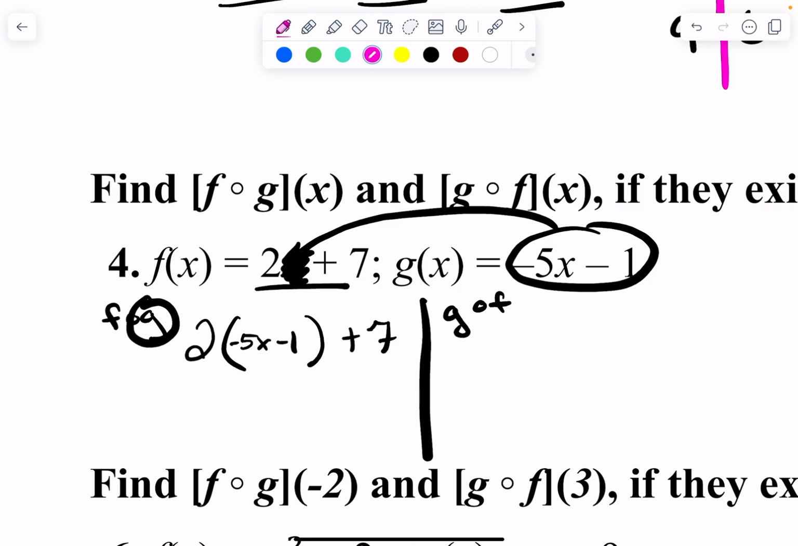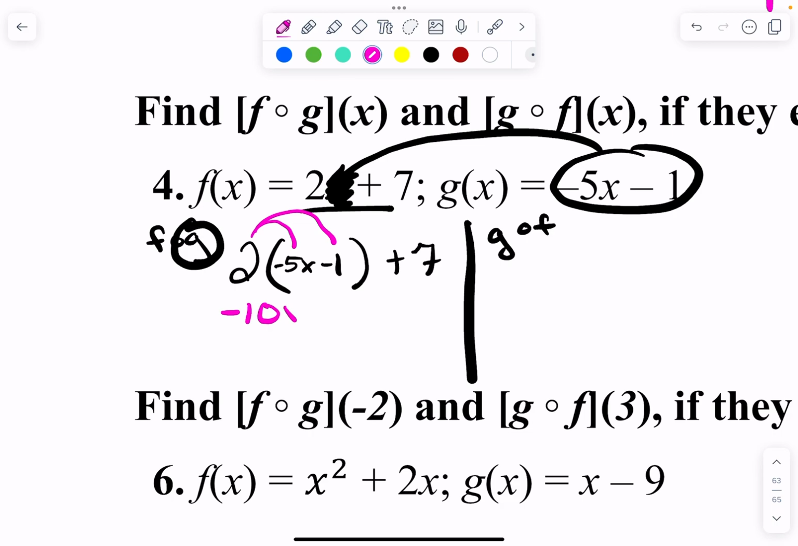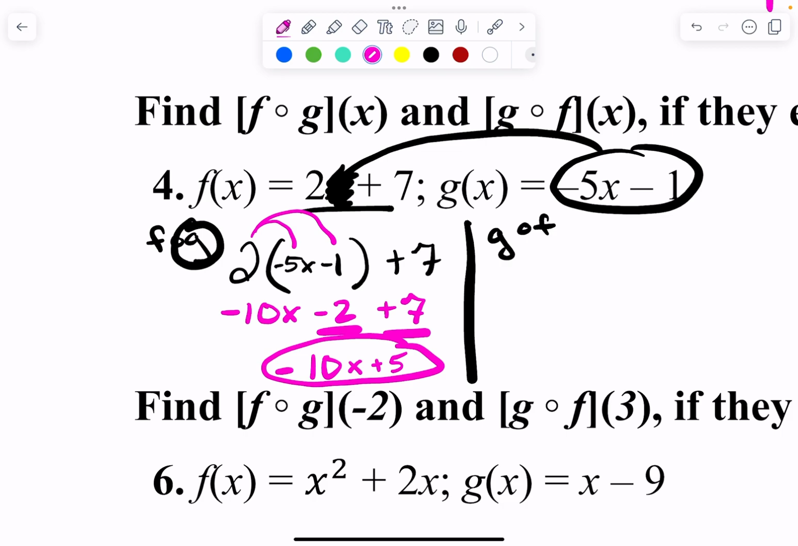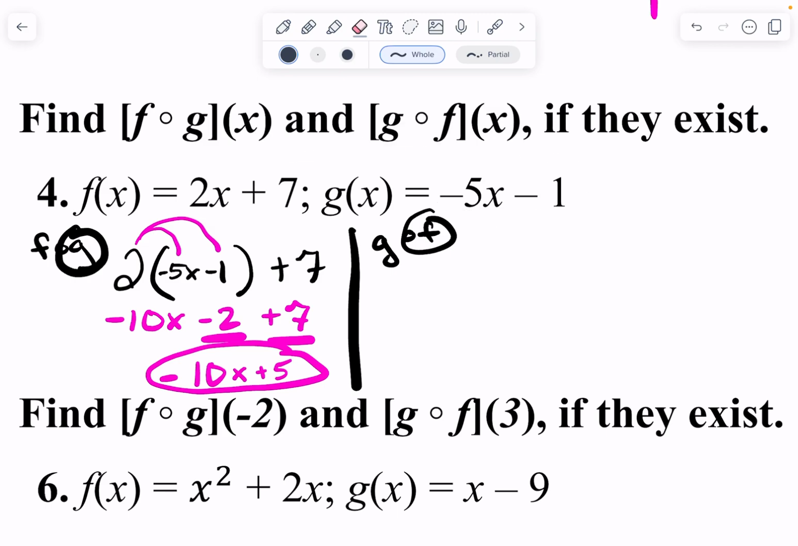All right. Then the last thing that I have to do is multiply 2 through. So I've got negative 10x minus 2 plus 7, but then I can combine those two. I guess that's not the last step. Negative 10x plus 5 is what he will simplify to be. Okay. Now here in this one, the difference is the F is going into the G. So I'm going to erase. And this stuff is going to go in right here.